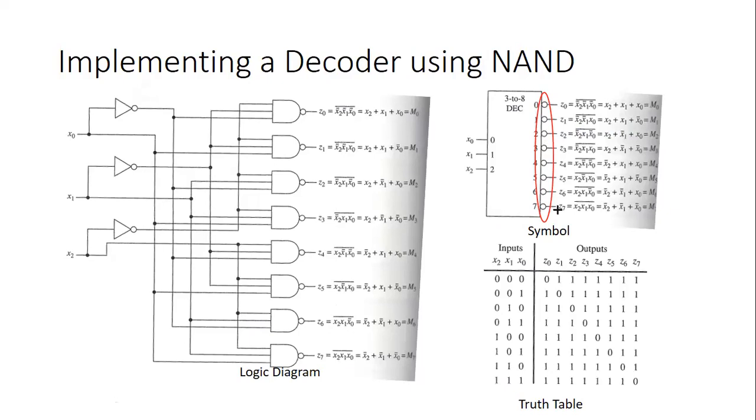Active low output means I'm generating the max terms over here. I'm not generating the min terms. Now I'm generating the max terms. This will be M0, this will be M1, M2, M3, M4, M5, M6 and M7. So an active low decoder will generate the max terms. An active high decoder will be generating the min terms, and you can use it wisely as required by your question.